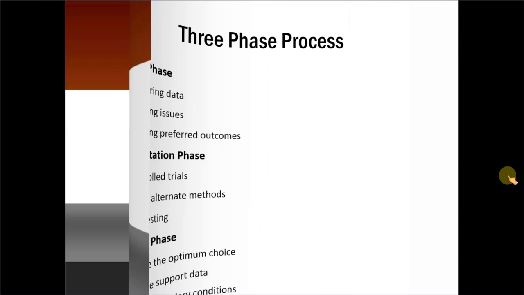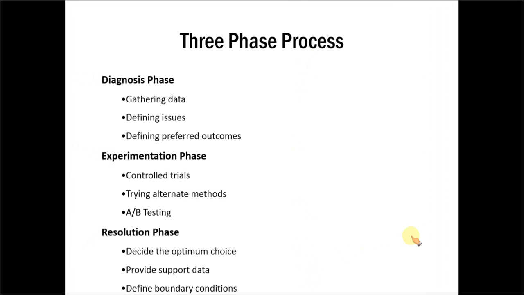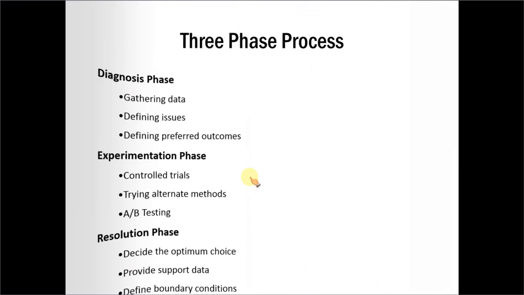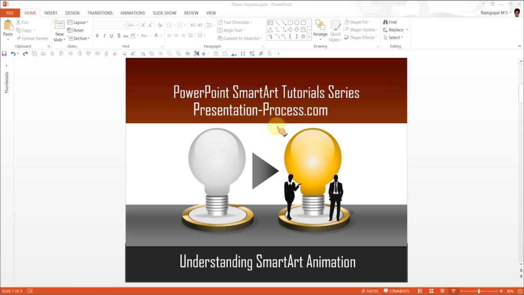First, we will convert this text-based slide into this interesting looking three-phase process diagram using SmartArt. Once we create the diagram, we will apply SmartArt animation and explore different effect options. First, let us go to the text-based slide.